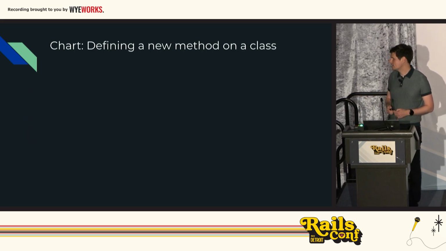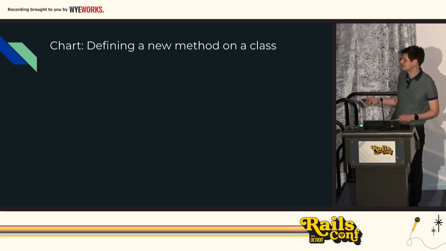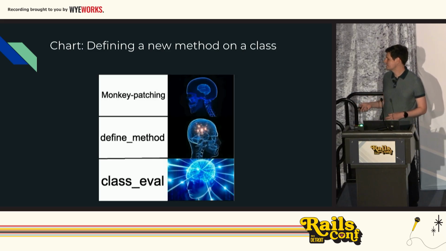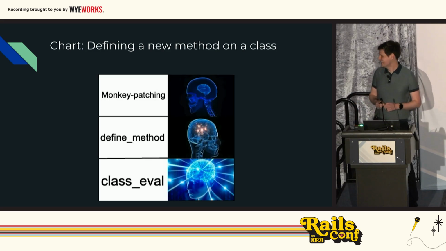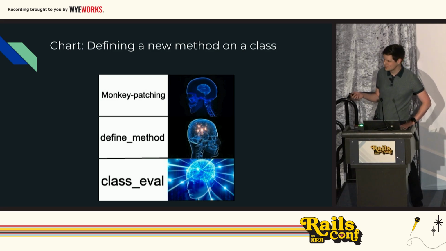So since I thought that was a little counterintuitive, I made a really nice chart. Basically learned CSS for this. It was very, very well done, I think. So you've got monkey patching there at the top, class_eval at the bottom. But surprise, surprise, this work of art does not exactly paint the full picture.